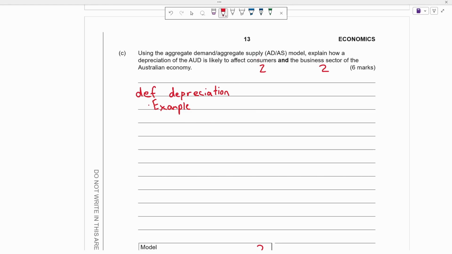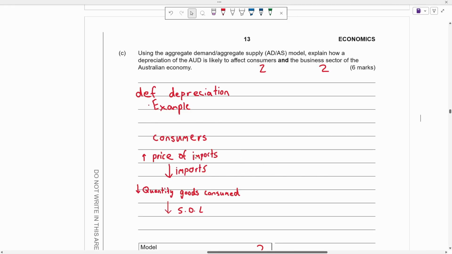So let's get into the planning for the effect on consumers. So during a depreciation, that would cause the price of Australia's imports to increase. So consumers are now paying a higher price for imports, so they're going to demand less imports. And also because they're paying a higher price and receiving a lower quantity, that would decrease the amount of goods they can consume, so therefore decreasing their standard of living.